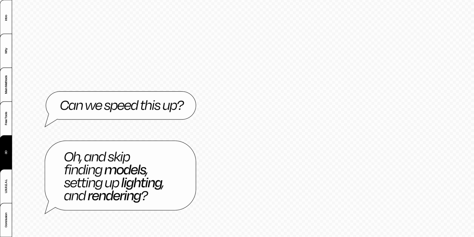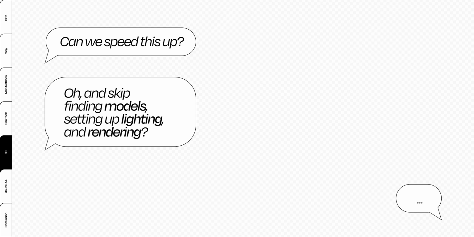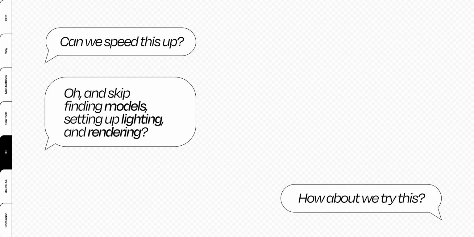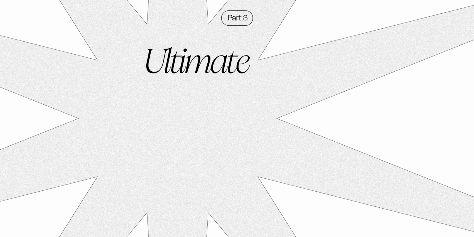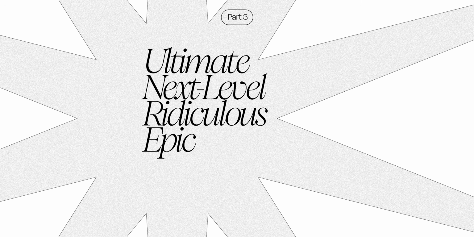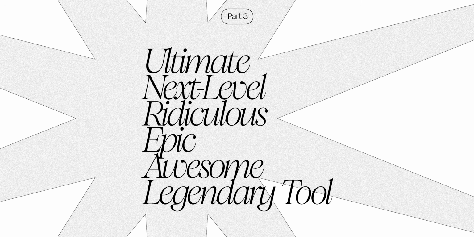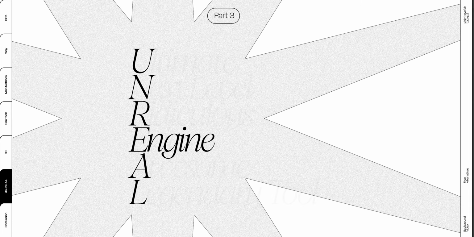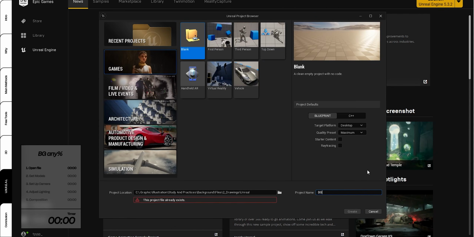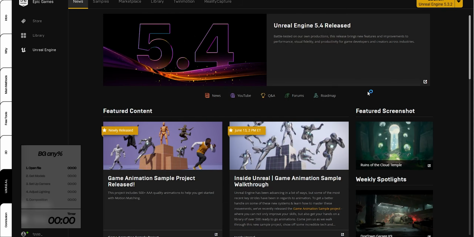But what if you want to create highly detailed scenes quickly? Is there a way to do that without having to spend hours searching for models online? Which then leads to the final part of this video. My ultimate, next level, ridiculously epic, awesome, legendary tool. It's Unreal Engine. So let me show you how I use Unreal Engine to create this background in just 3 minutes and 50 seconds. No cuts, and go.